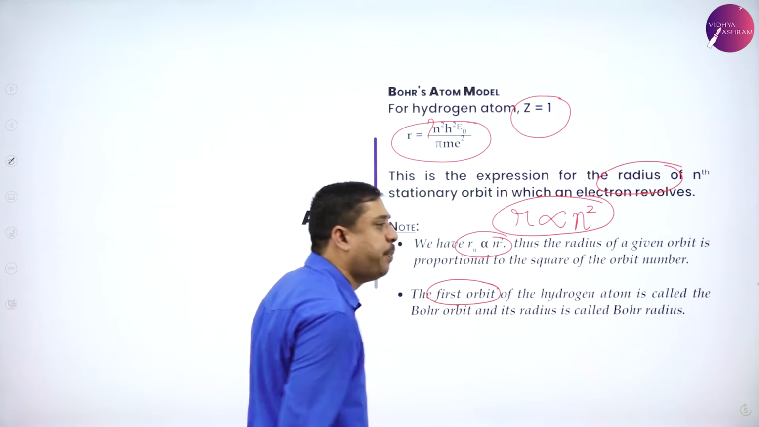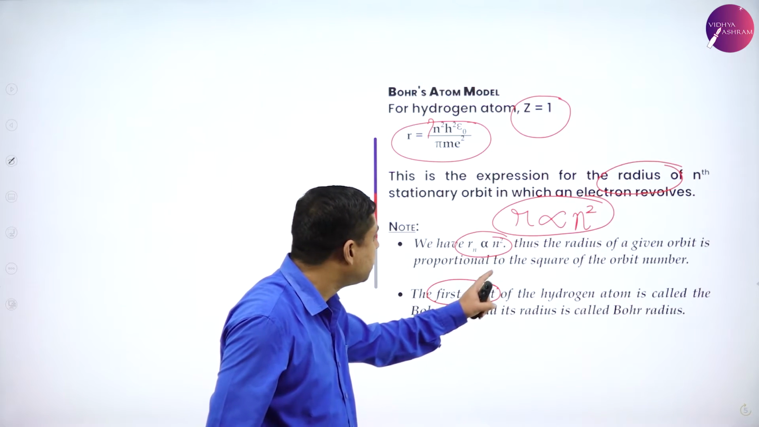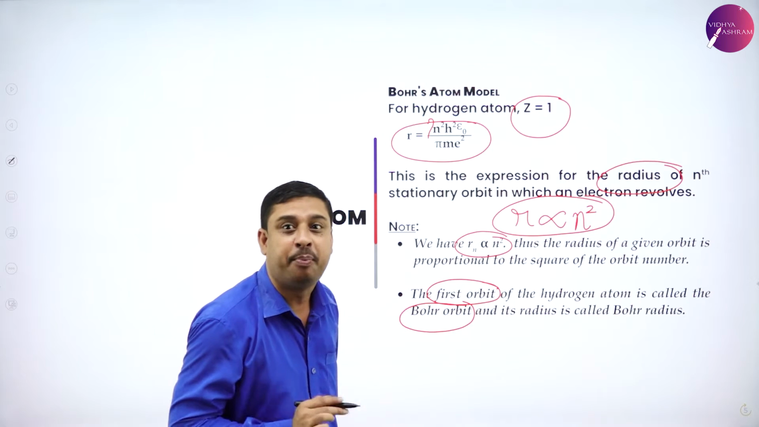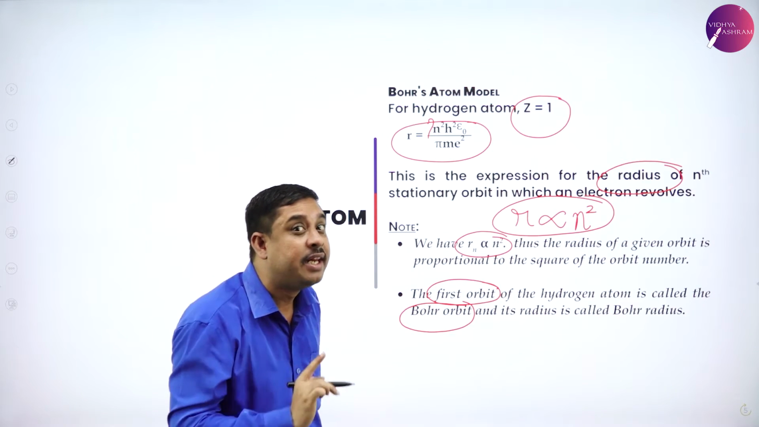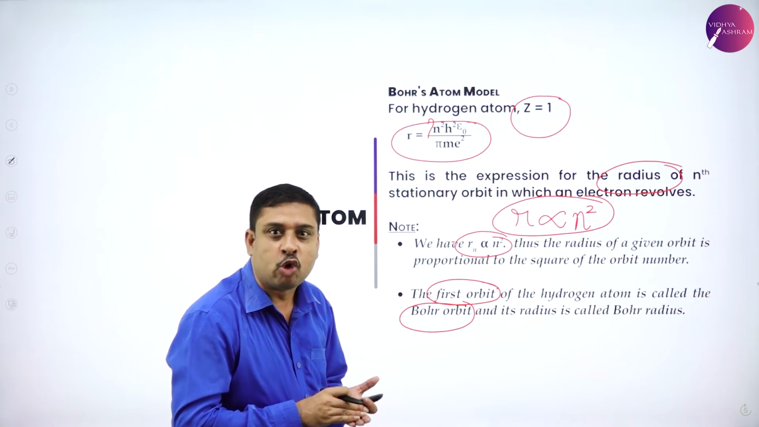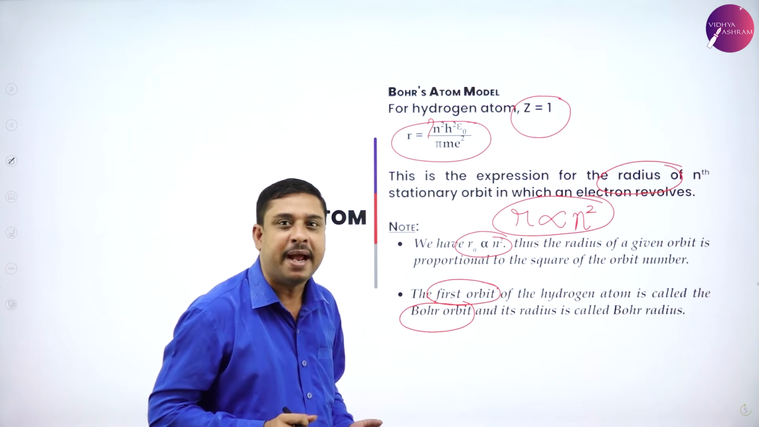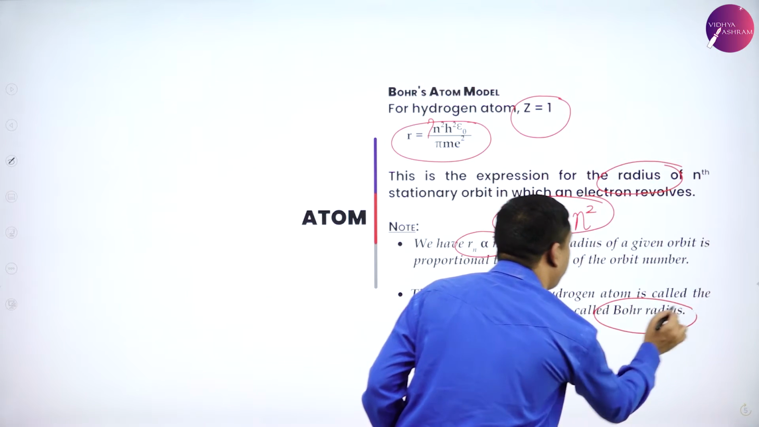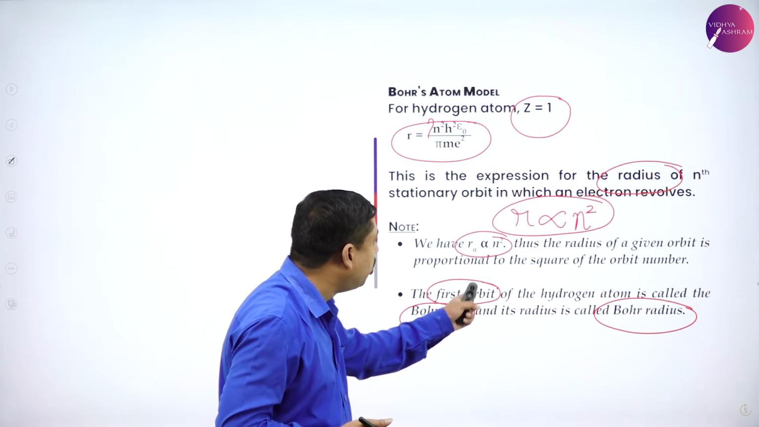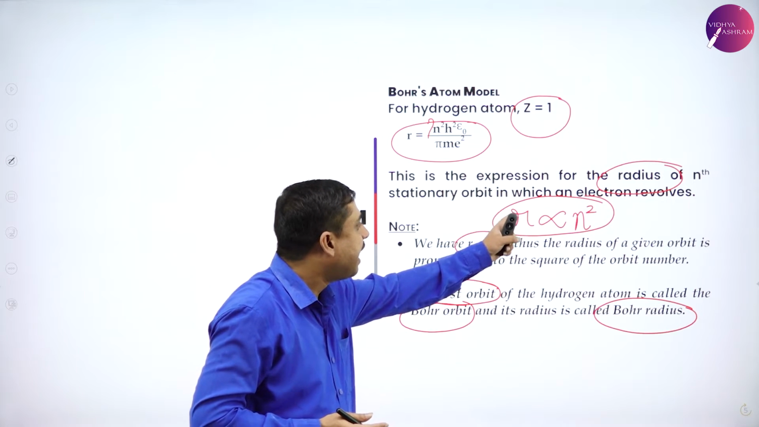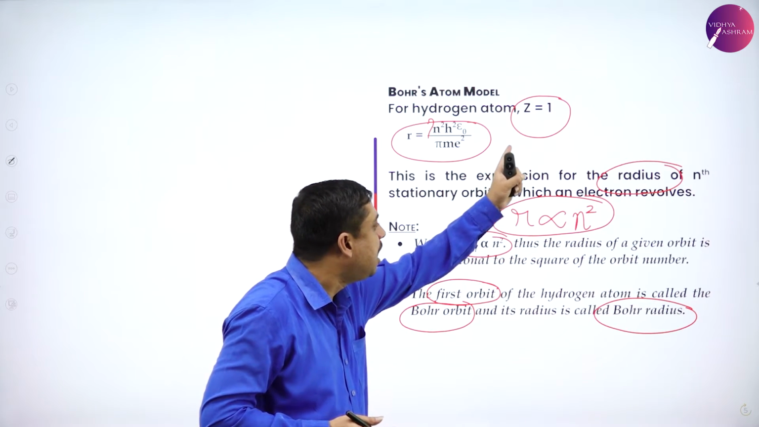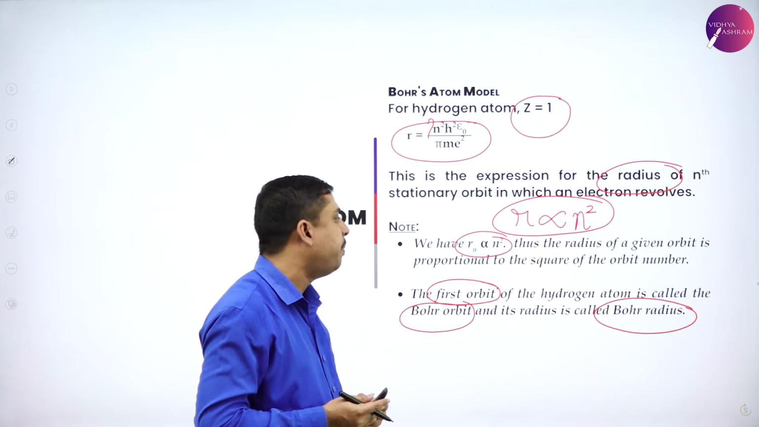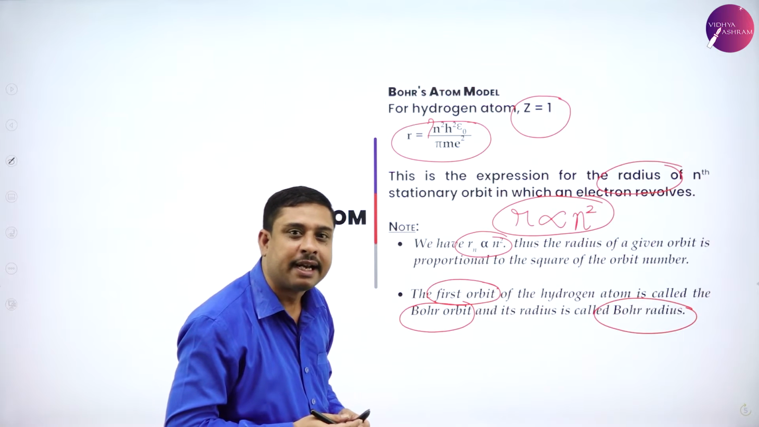And the very first orbit of the hydrogen atom is called the Bohr orbit. Remember, n equals 1, first orbit of the hydrogen atom is called Bohr orbit, and the radius of that first orbit, radius of the Bohr orbit, is called Bohr radius. So these two inferences are very important. Radius is directly proportional to square of the orbit number. First orbit is called Bohr orbit and the radius is called Bohr radius.